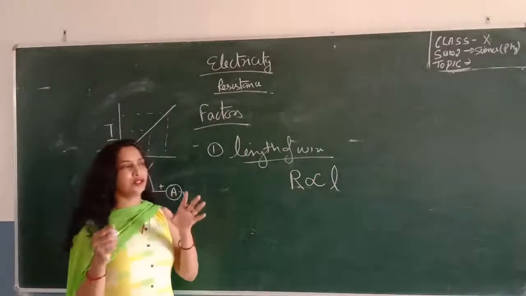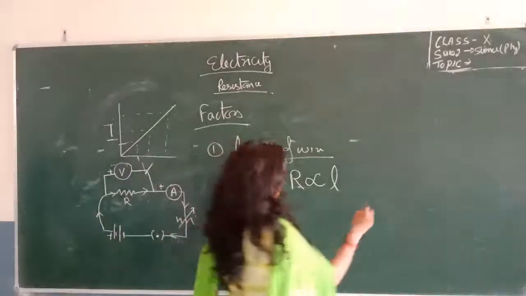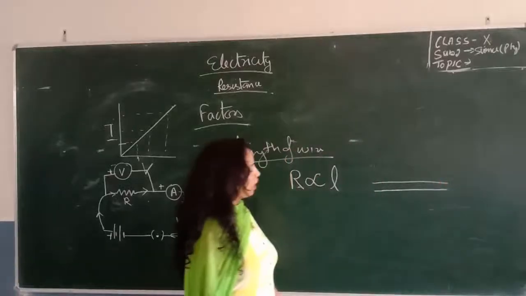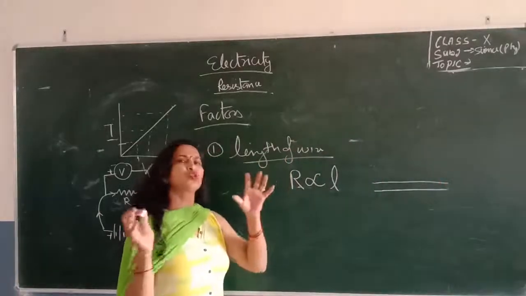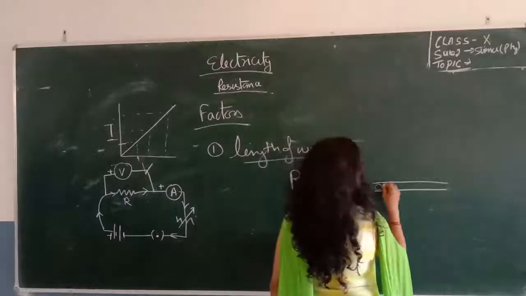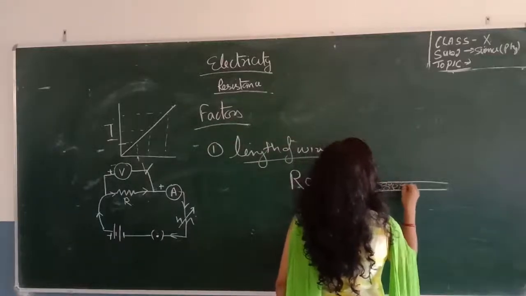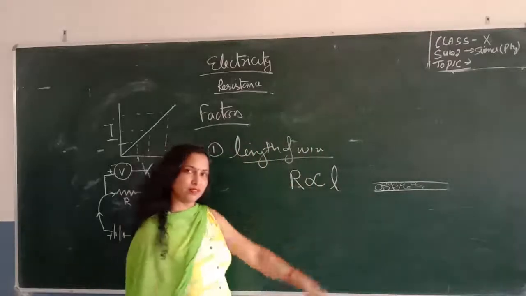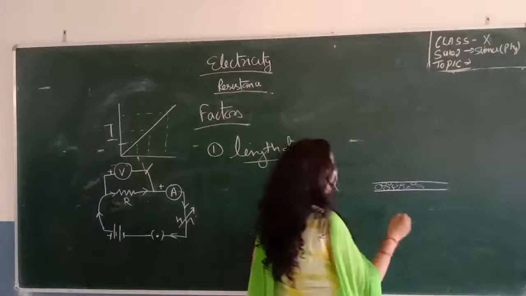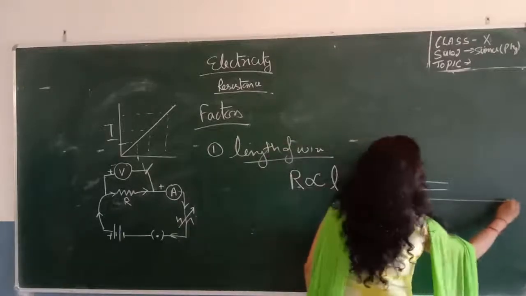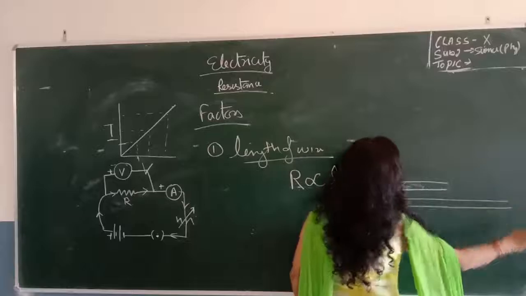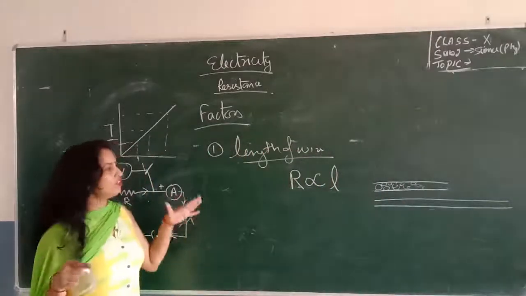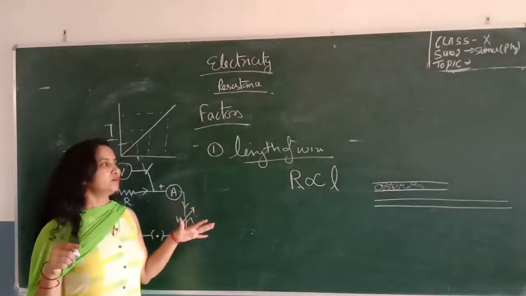You can understand by using one example. This is your pipe, and there are lots of stones in this pipe. And you want to flow water through this pipe. What will happen if you take two pipes together, one having a long length and the other having a short length? In which case will the water flow in a short period of time?